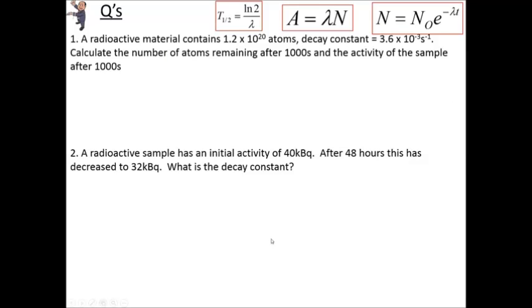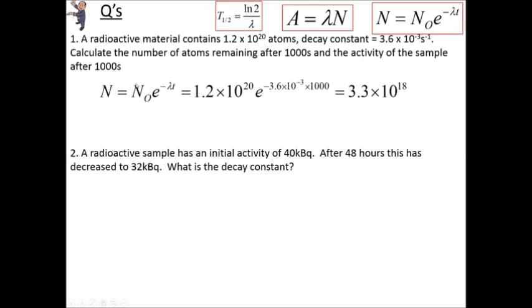Really quick question. A radioactive material contains 1.2 times 10 to the 20 atoms, decay constant 3.6 times 10 to the minus 3. Calculate the number of atoms remaining after 1,000 seconds and the activity of the sample after 1,000 seconds. For the first part, using our exponential decay equation, let's put our numbers in: the original number, e to the minus lambda, there's our lambda, 3.6 times 10 to the minus 3, elapsed time is 1,000. We get an answer of 3.3 times 10 to the 18. So the number of atoms remaining is 3.3 times 10 to the 18.